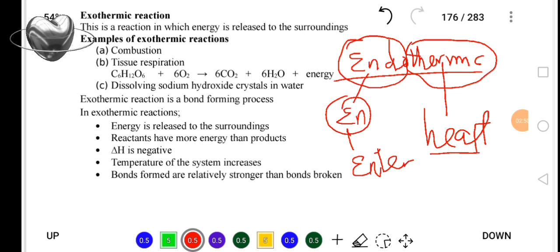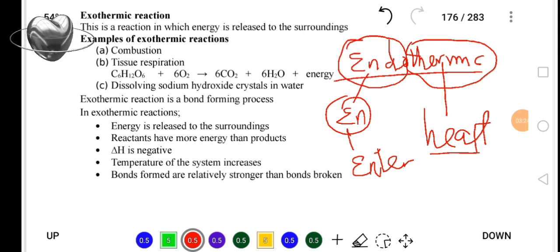And we gave examples of endothermic reactions such as the process of photosynthesis and the process of photography. Those are reactions. We also gave some processes such as dissolving ammonium nitrate in water, that is endothermic. Or maybe melting ice, for example, that is endothermic because we allow heat to enter the system.